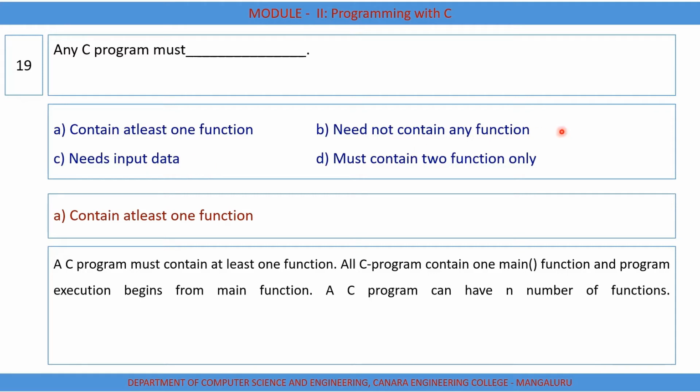And must contain two functions only. This is also incorrect. A program can have more than one function, n number of functions a program can have, but it must have at least one function.